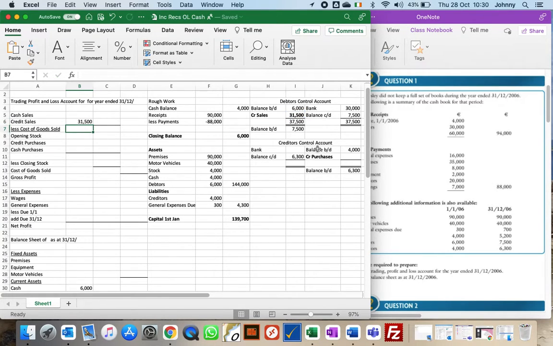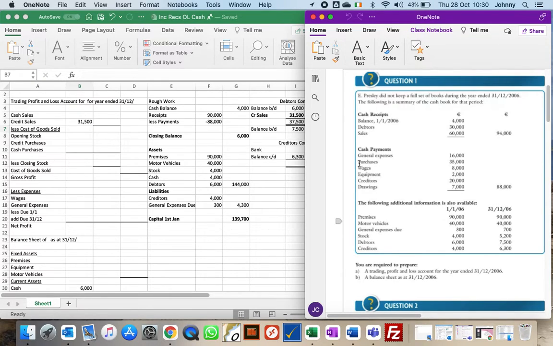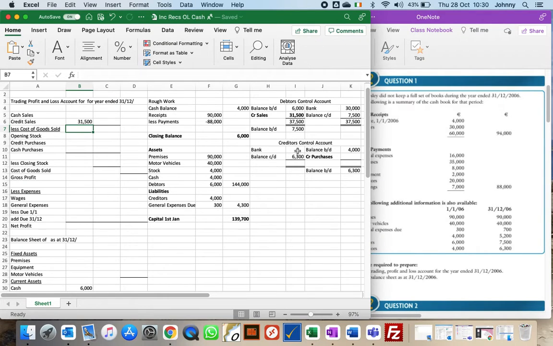Then we do something similar with our creditors control to work out credit purchases. In my cash payments, I see creditors is 20,000. So we've spent 20,000 on our creditors. If we balance that account, we know we must have 26,300 on both sides. So the difference must be our credit purchases. So 22,300 is credit purchases. Now, while I'm at it, I can go and start doing the rest of this account, but there are my 4 pieces of rough work finished.